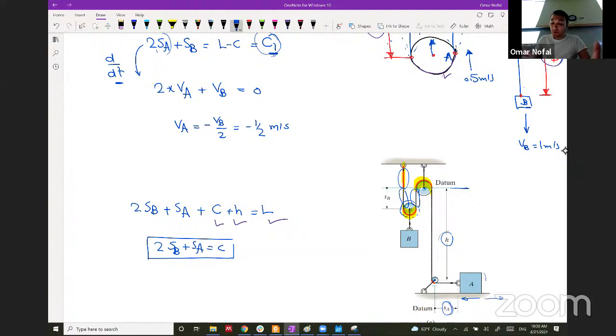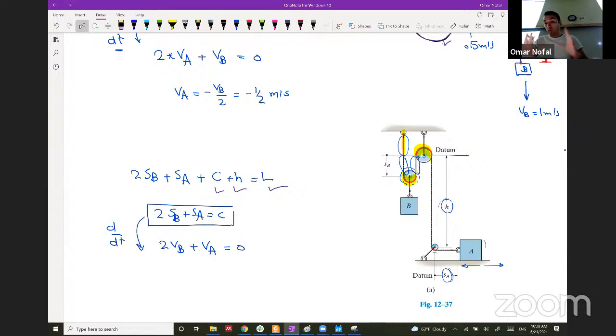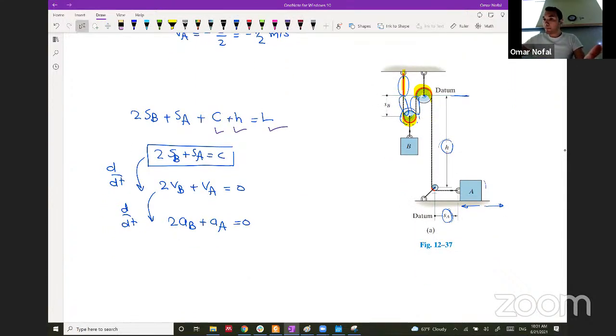Whatever is best for you, you can do it. And then finally, 2VB, when you differentiate with respect to time, plus VA will be equal to 0. So this is how the relationship between the velocities will look. And if you take another derivative with time, which gives the acceleration, then 2AB plus AA will be equal to 0.